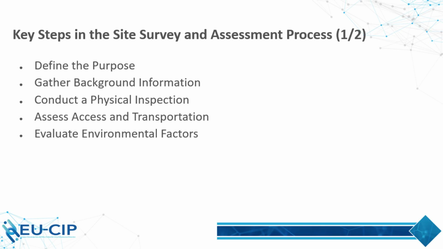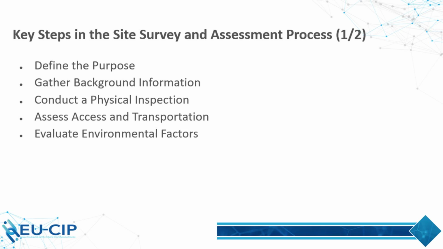4. Assess access and transportation. Evaluate the accessibility of the site. Consider factors such as road networks, proximity to airports, and public transportation options. This assessment helps determine if the site is convenient for transportation and meets the logistical requirements of the project.